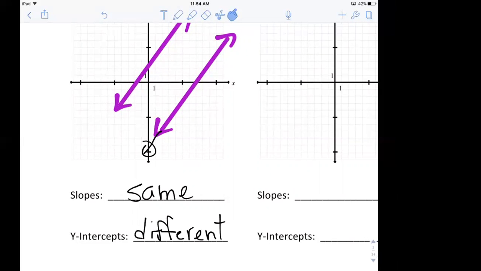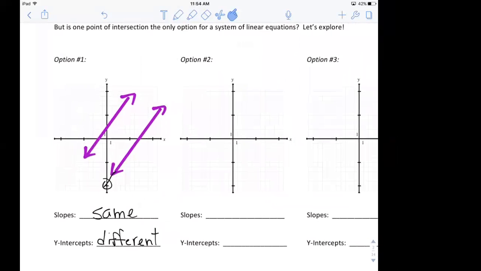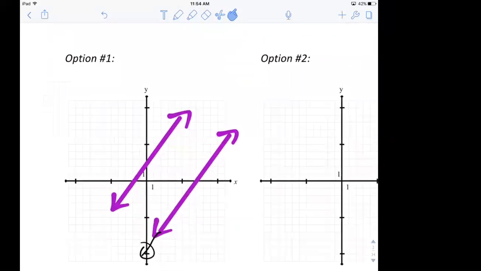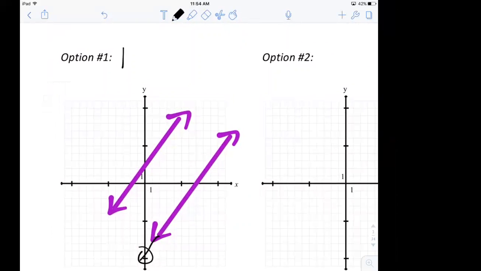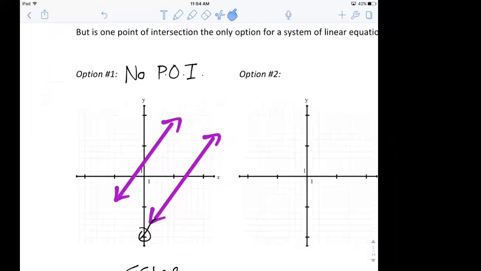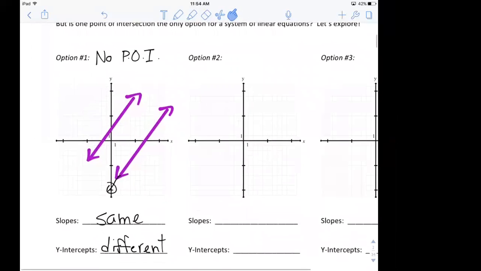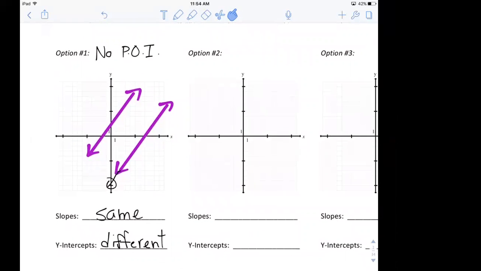So as it turns out, when they have the same slope but a different y-intercept, we see that there is no point of intersection. And I'm going to use the short form POI for that, no point of intersection. The fancy name for that is we say that it's inconsistent, but you don't need to know the fancy name. Just know that one of these scenarios occurs when the slopes are the same, but the y-intercepts are different. There is actually no point of intersection between these 2.